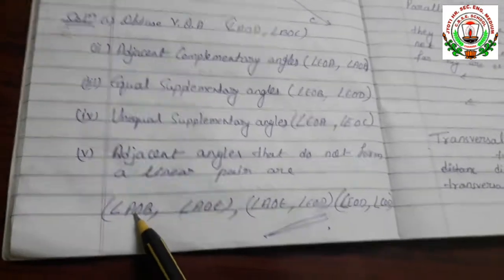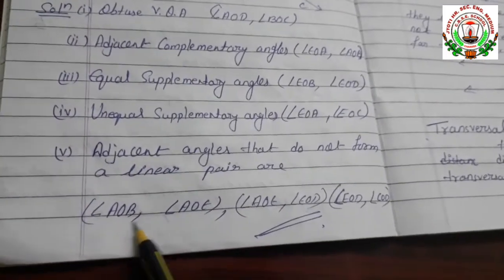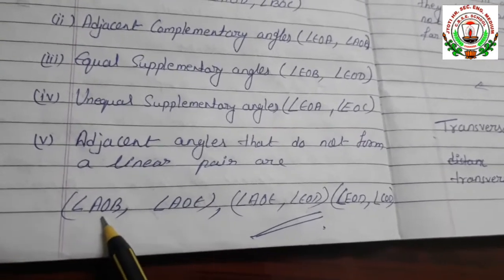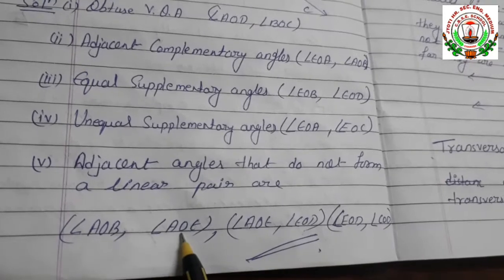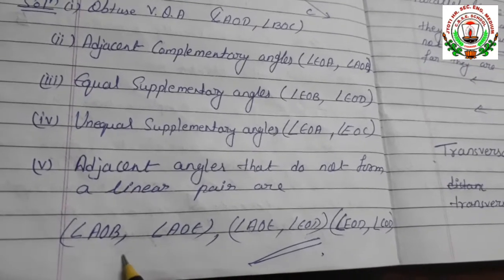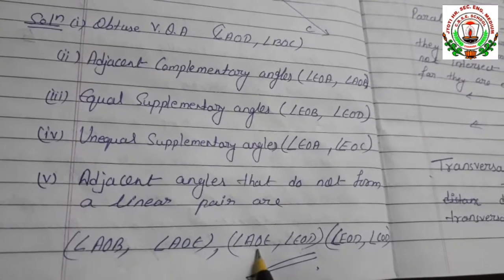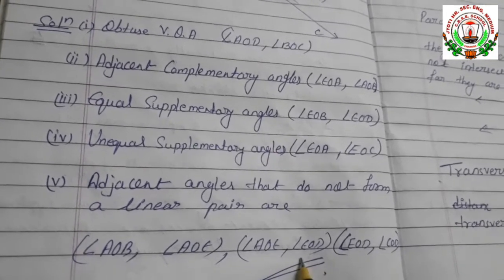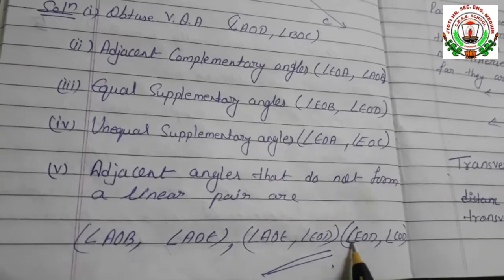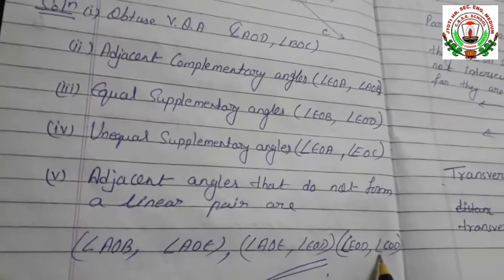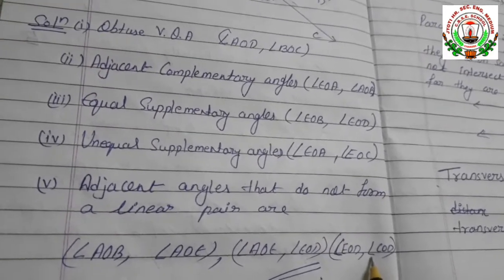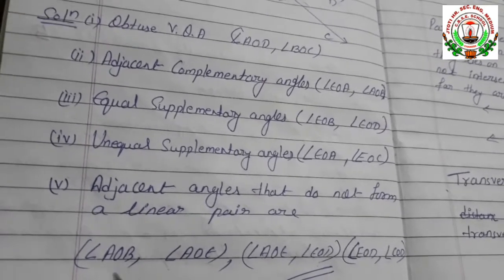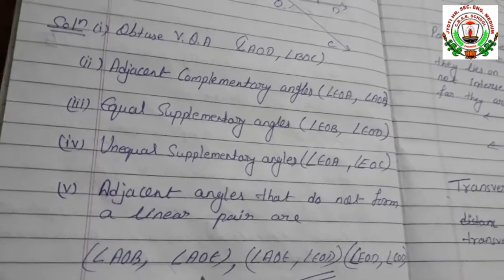Okay, so what will be the answer? Look at the answer. Here are the three pairs of adjacent angles which do not form a linear pair, isn't it? First one is angle AOB and angle AOE. This is the first pair. Second pair is angle AOE and angle EOD. And the third pair is angle EOD and angle COD. So these are the adjacent angles which do not form a linear pair. Okay, thank you.